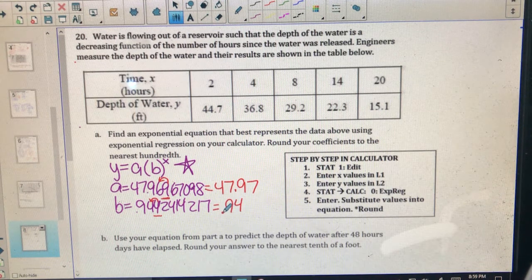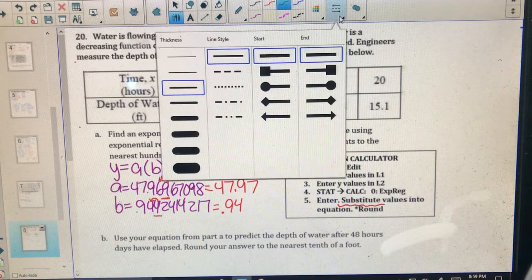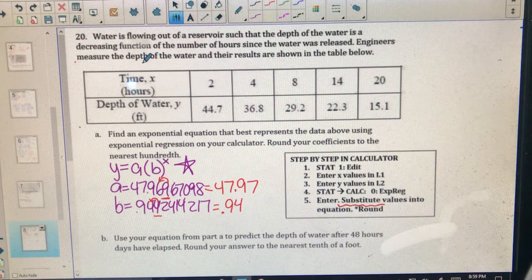But notice I have 2 places after both decimal points in both A and B. And I'm still not done. Right now I'm at this substitute part. So now that I know that A is 47.97 and B is 0.94, I'm going to substitute them in. My final answer is going to be green. So it's y equals, in place of this A, I'm going to plug in 47.97, bring down the parentheses, plug in B, 0.94, and that's raised to the x.